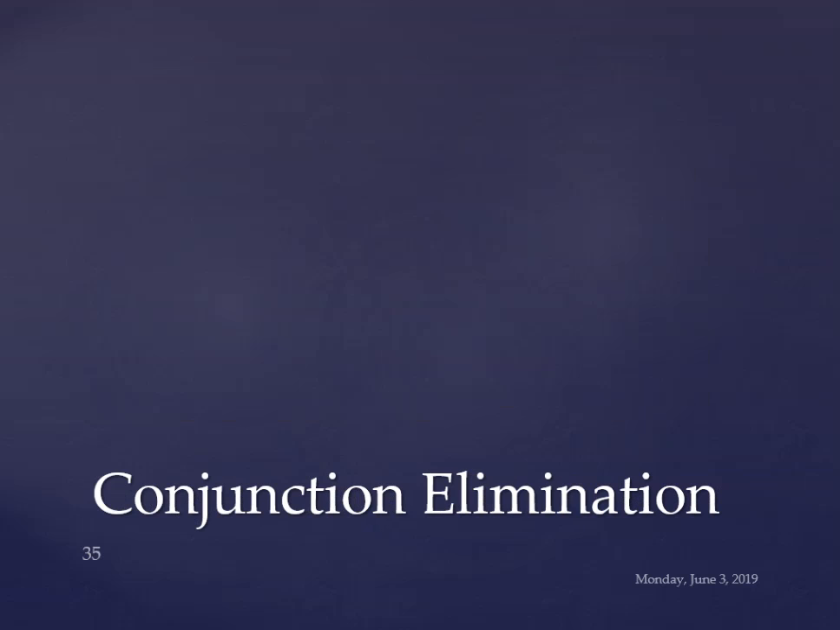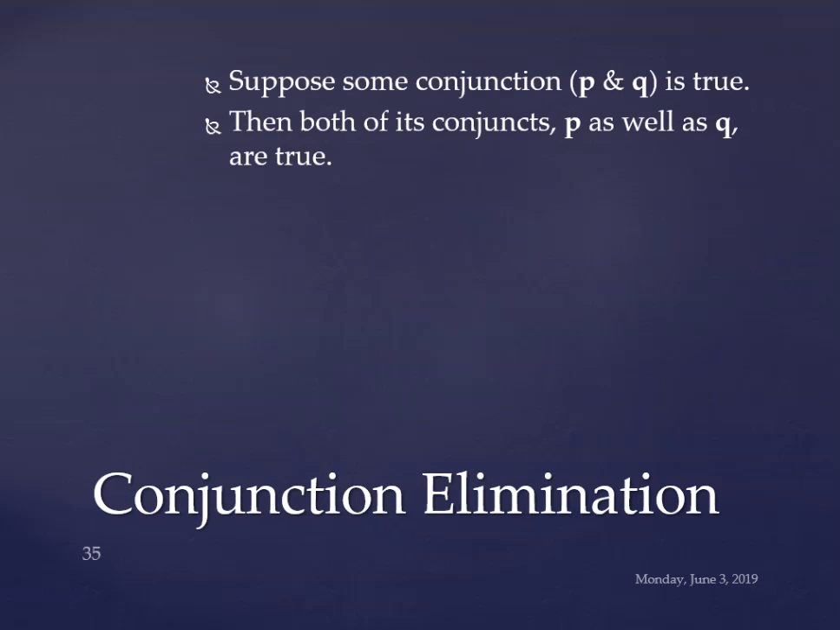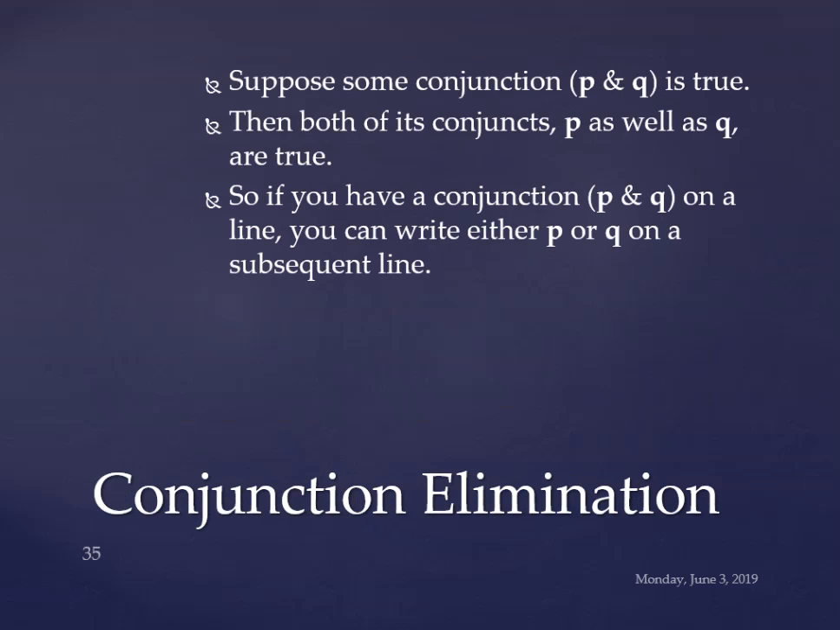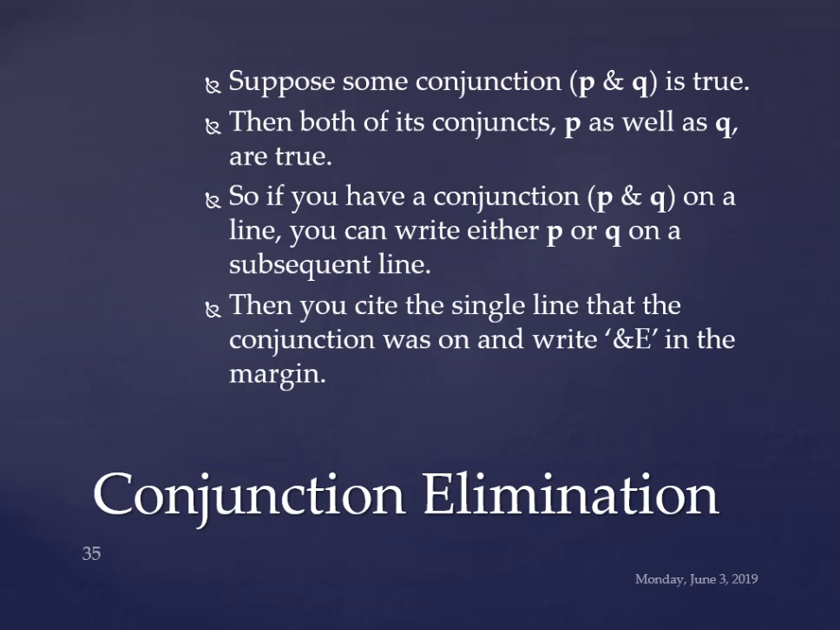Conjunction elimination. Suppose you have a conjunction on a line, P and Q, and let's suppose that it's true. Well then, since for a conjunction both sides have to be true in order for the whole thing to be true, we can say that P as well as Q is true. So here's the deal. If you have a conjunction P and Q on a line, then you can write either P on a subsequent line or Q on a subsequent line. Then you cite the single line that the conjunction was on and write ampersand elimination in the margin.